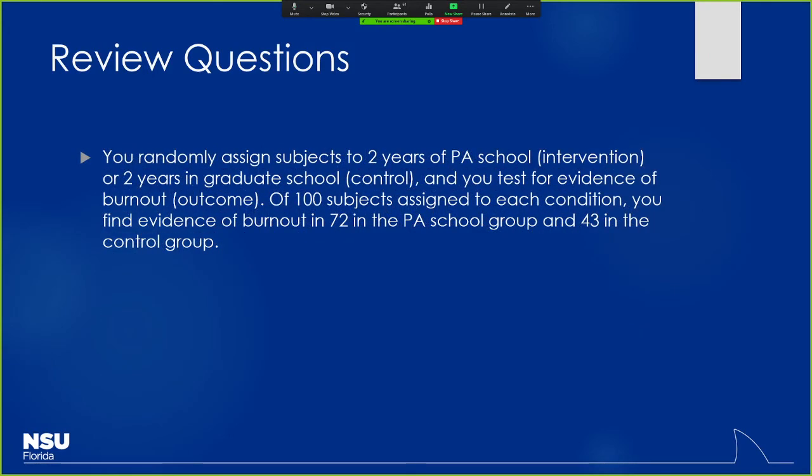Let's see here. So let's say we do another hypothetical study. We randomly assign subjects to 2 years of PA school, this is our intervention, versus 2 years in another type of graduate school, which is our control, and we test for evidence of burnout. That's our outcome here. So some of you may find this near and dear to your hearts. Of the 100 subjects assigned to each condition, you find evidence of burnout in 72 of the PA school group and 43 in the control group. Okay, does that sound pretty close to real life?